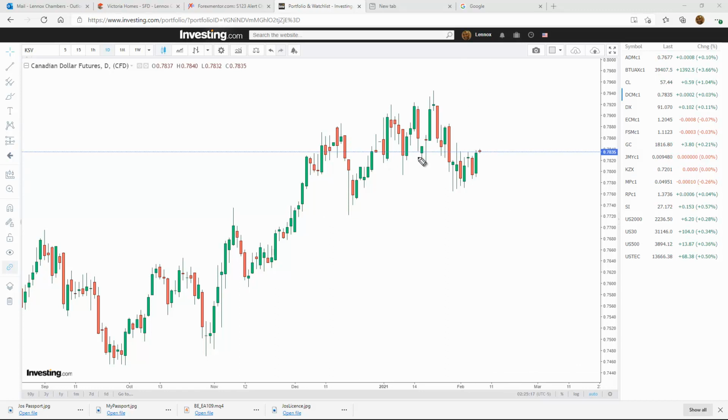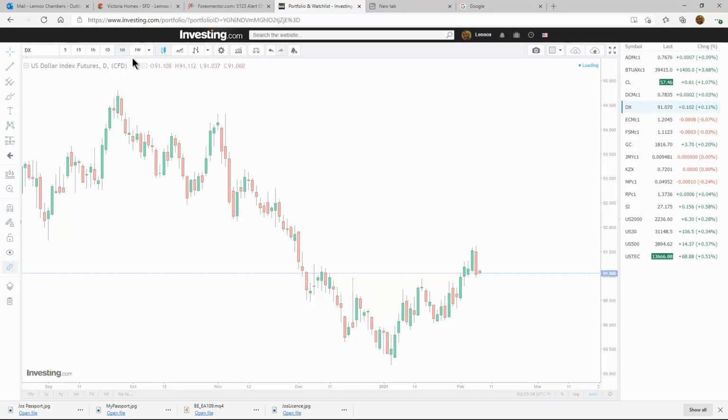Of course, worst case scenario here is heading down one more time to challenge this area. But looking at it right now, it looks like we have a little bit of strength going into the session for this week.